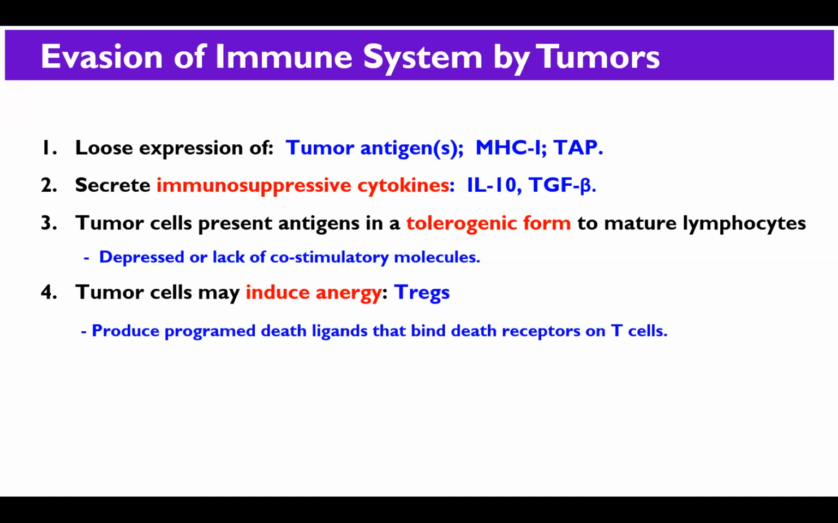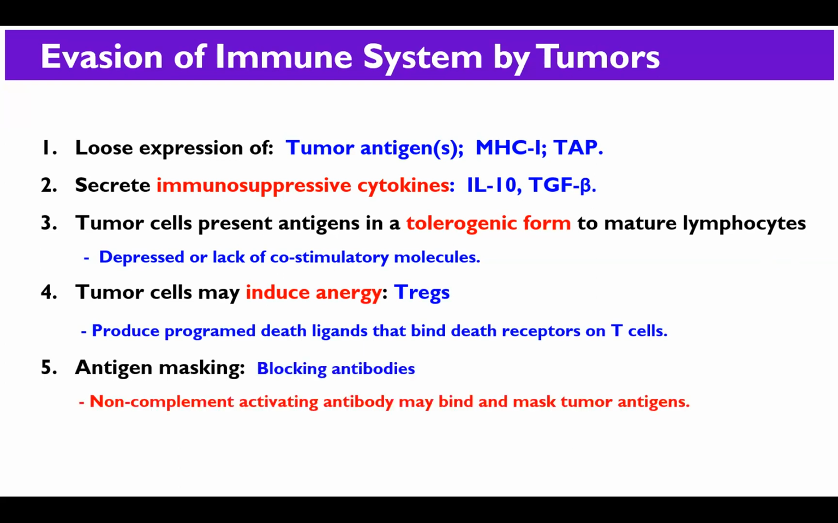Okay, so tumor cells can also promote, or do promote, generation of Tregs, and they end up doing that by producing this programmed death ligand, or PD-Ls, that bind to the receptor of T cells. So that is another mechanism. And last but not least is this mechanism called antigen masking, meaning that you have an antigen on the cell surface.